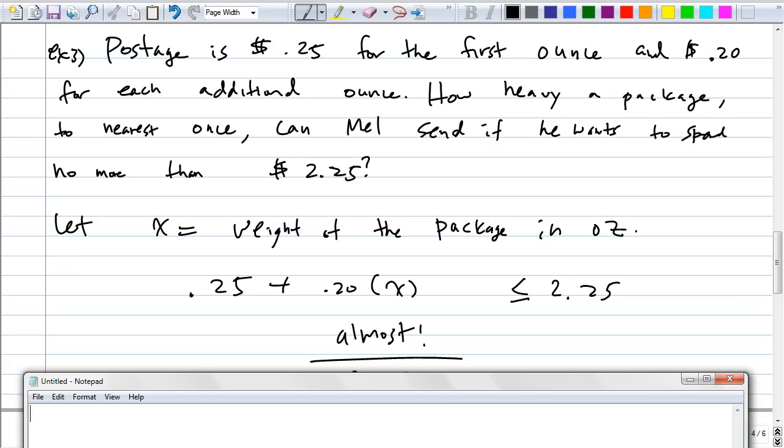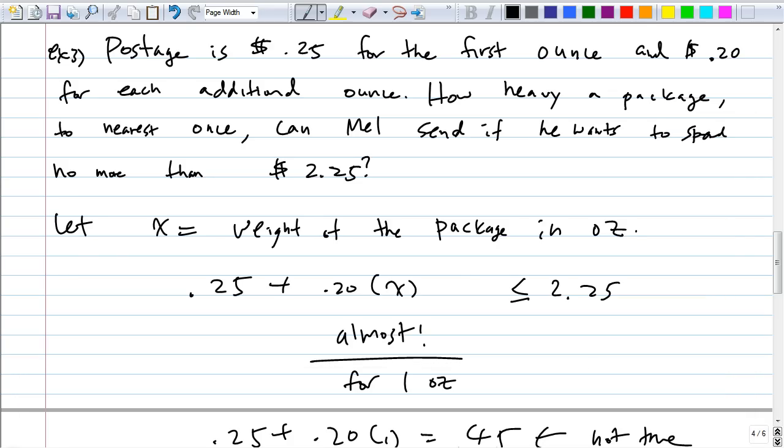inequality. So, what's wrong with this? How do we fix this? This is not correct. Do you all agree that this is not correct here? Yeah. We're counting 1 more pound than we should be. So how do we fix this? 0.20x is less than or equal to $2. No. Subtract the 0.25. No, that's the same thing. If you plug in x equals 1, then you'd still be paying.